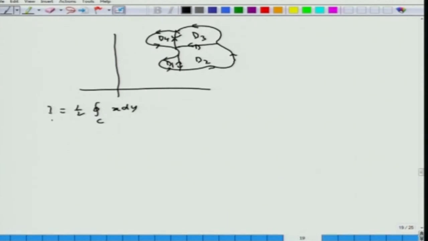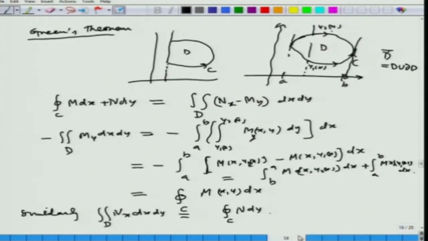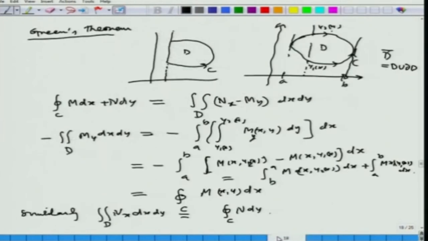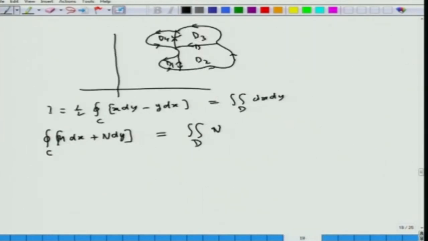Now, to see that this gives you the area of D, the integral of dx dy, recall what we have from Green's theorem: the integral over the closed curve C of m dx plus n dy is equal to the double integral over D of n_x minus m_y dx dy.